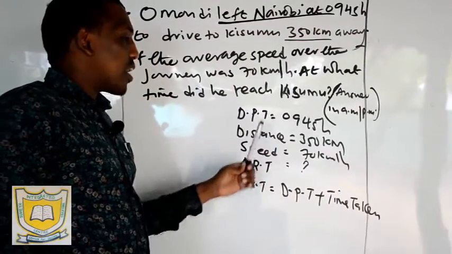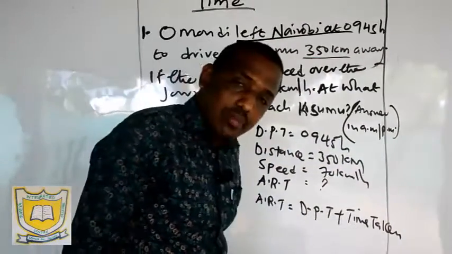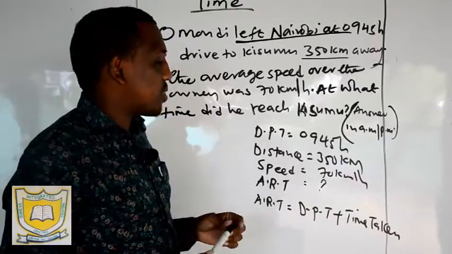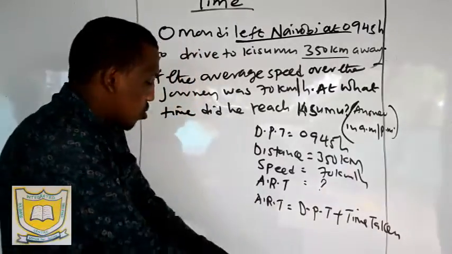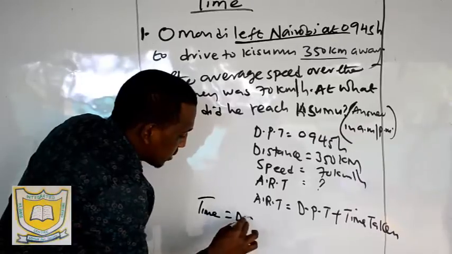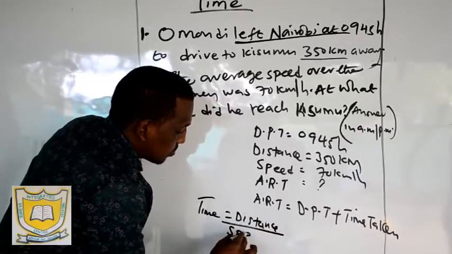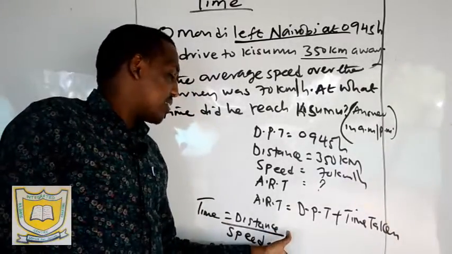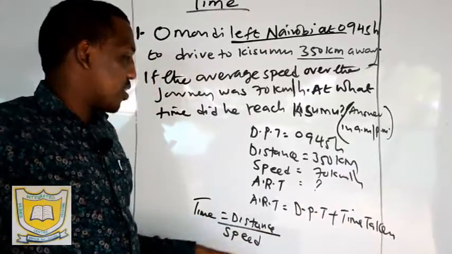Departure time we have 09:45 hours. But we don't have the time taken, the vehicle took. We must get the time taken. How do we get the time taken? I have the distance, I have the speed. So we say now time is equal to distance over speed. That is how we get time taken. The time is equal to the distance the vehicle has covered, over the speed of the vehicle.